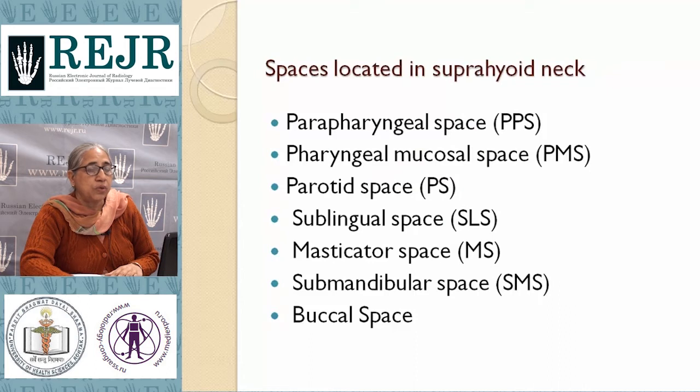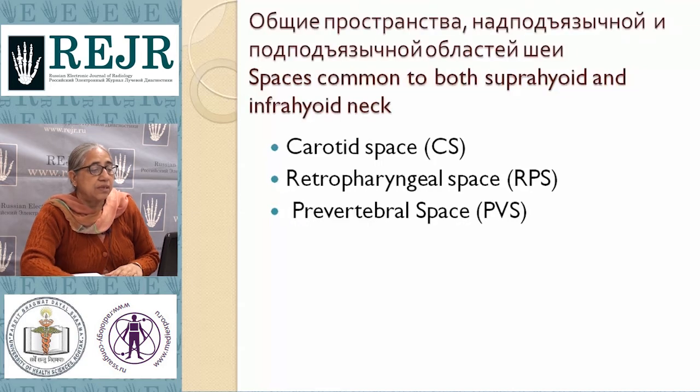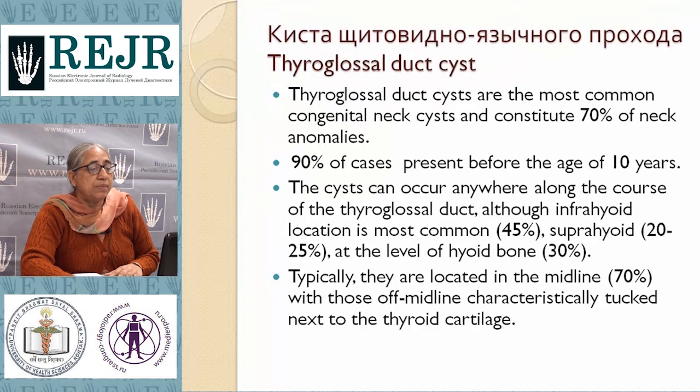Spaces located in the suprahyoid neck are the parapharyngeal space, pharyngeal mucosal space, parotid space, sublingual space, masticator space, submandibular space, and buccal space. Spaces located in the infrahyoid neck are the visceral space, the anterior cervical space, and the posterior cervical space. Carotid space, retropharyngeal space and prevertebral space are spaces common to both suprahyoid and infrahyoid parts of the neck.